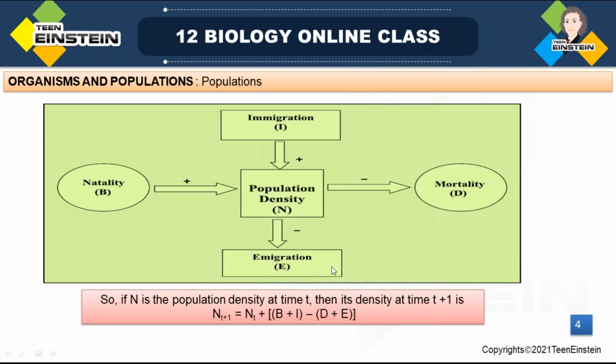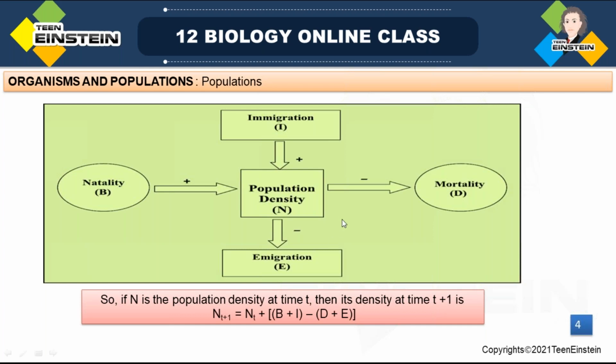Then emigration: if more individuals are going out of that population, that shows the number of individuals in that particular population is getting reduced. So then also the population density will decrease.